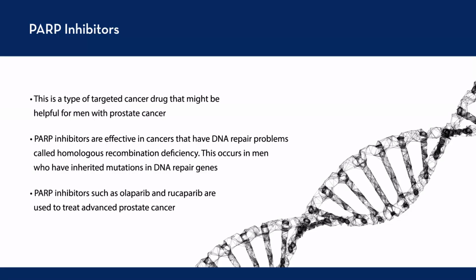There are a couple of PARP inhibitors that are currently being used, rucaparib and olaparib. These have been approved by the FDA for use in men with advanced prostate cancer who have these DNA problems. Now, the importance of knowing about this is that the drug can only be used if a test has been done to determine if a man's prostate cancer actually has a homologous recombination repair deficiency. And this can be done in two ways.